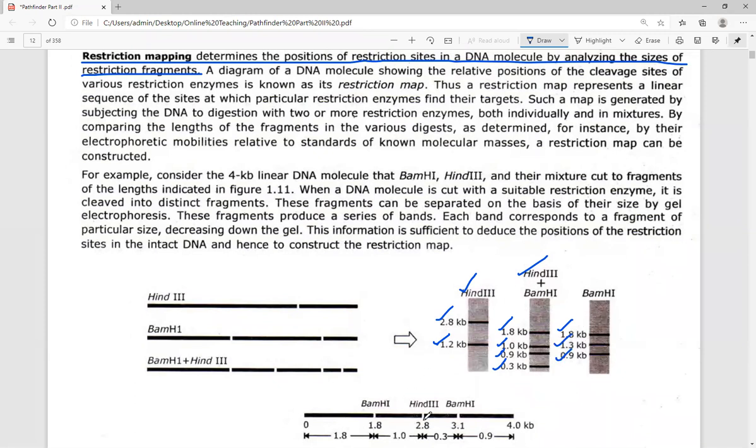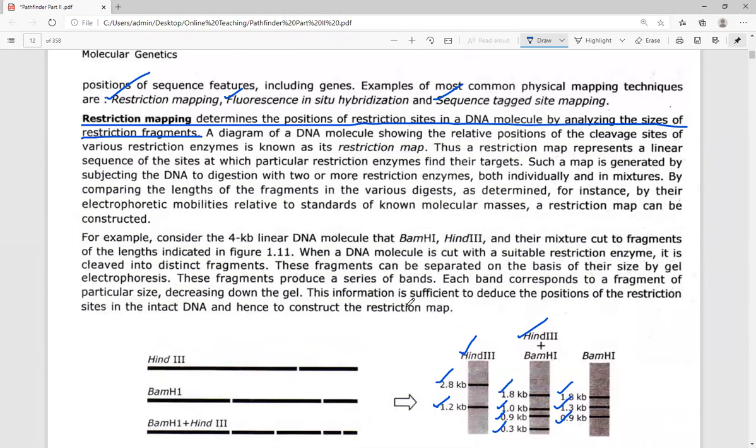Now, just try to reconstruct this map. How are you going to reconstruct this map? Please look here. This would be the cleavage site of HindIII. This would be 2.8 kbp, and another would be referred to as 1.2 kbp. The next one, BamHI, is referred to as 1.8, 1.3, and 0.9.